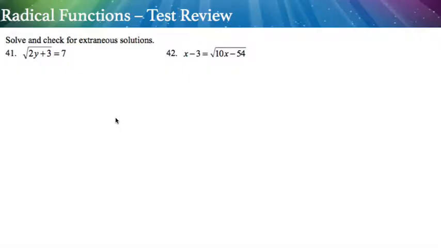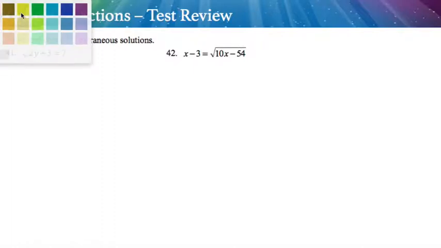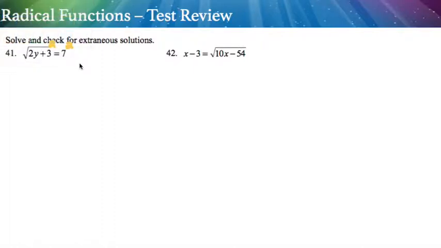So we're down to number 41 and we need to solve these equations. What I'm going to do is, this is actually pretty easy because all I have to do here is square both sides of the equation to get rid of that radical. I don't have to do anything else. There's nothing special that I have to do to the equation right now. It's really already set up.